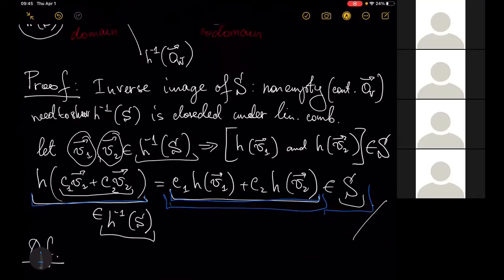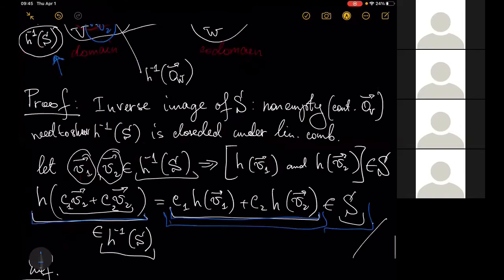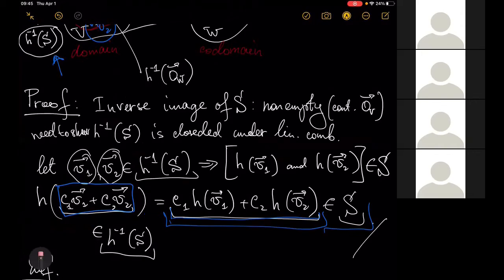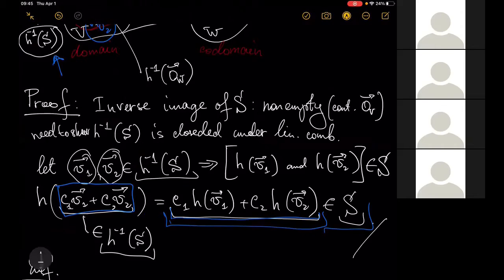But we said that the inverse image contains all elements which are mapped to the subspace S, right? So it means that I have shown that this linear combination also belongs to the inverse image, right? Okay, probably it's better to write it not like that, but like that. That this thing belongs to the inverse image.